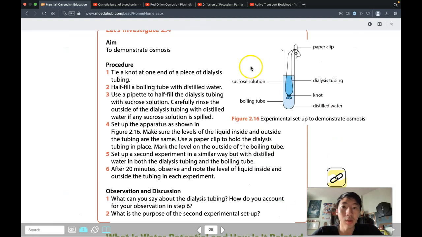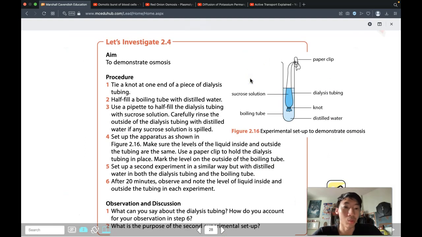So here we have a simple experiment to show osmosis, right? And this is something that we can do in the lab too. A boiling tube is basically a bigger version of the test tube, and you have distilled water and you have sucrose solution inside a dialysis tubing. Another word for dialysis tubing is Visking tubing. Please write this down. V-I-S-K-I-N-G. Visking tubing.